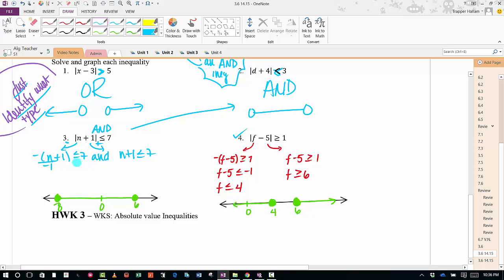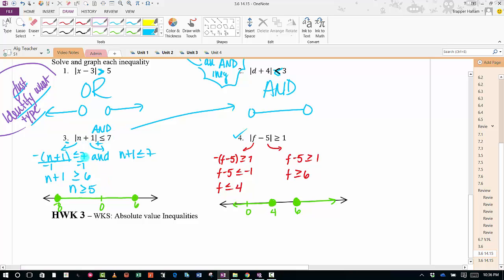Divide by negative 1, divide by negative 1. Again, flipping, check your flip. I'm going to get n plus 1 is greater than or equal to 6. Subtract 1 to the other side, and I find out that n is greater than or equal to 5. Feel like I did something wrong there. I'm going to double check.